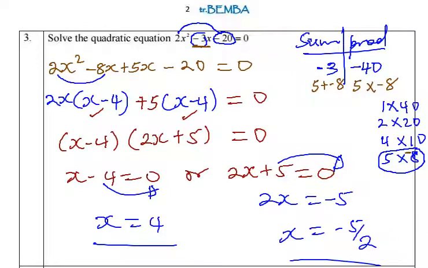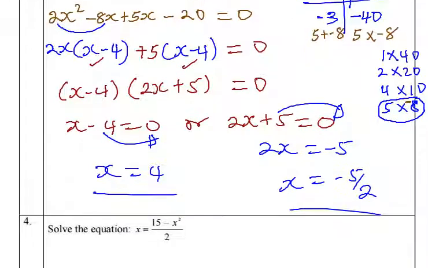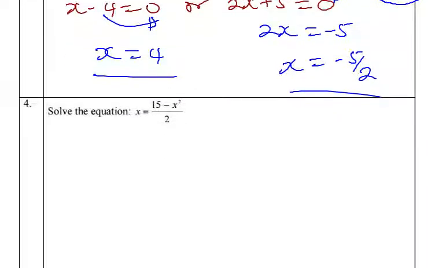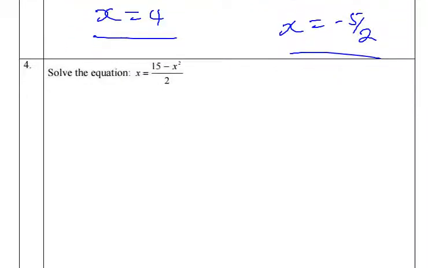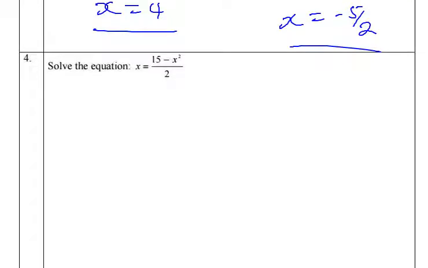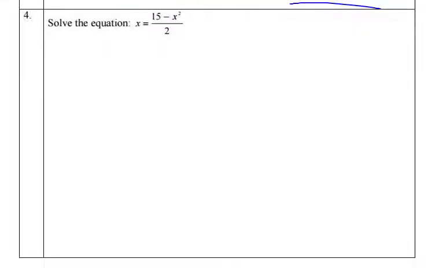Feel free to write that as a mixed number or a decimal number. That improper fraction is good enough. Minus 5 over 2. Those are the two values of x.